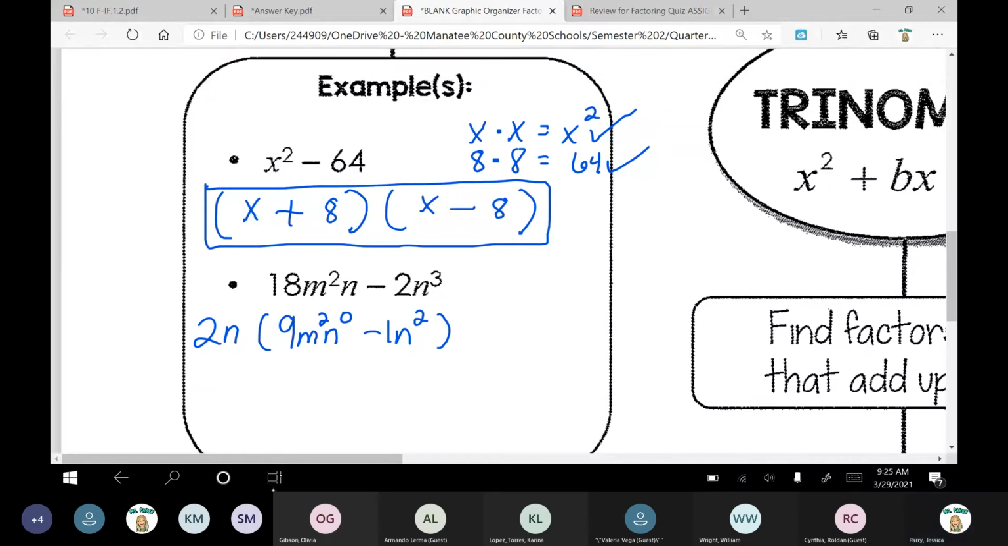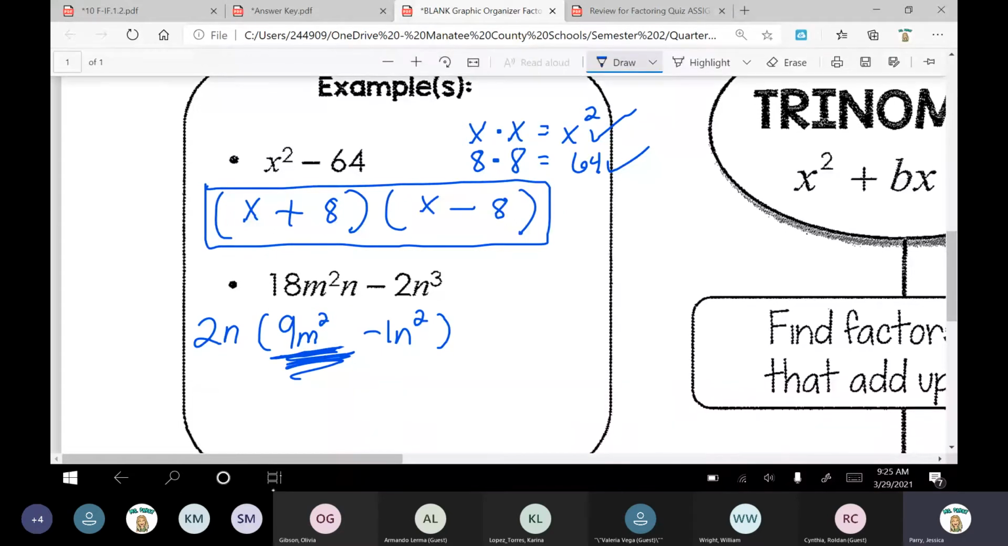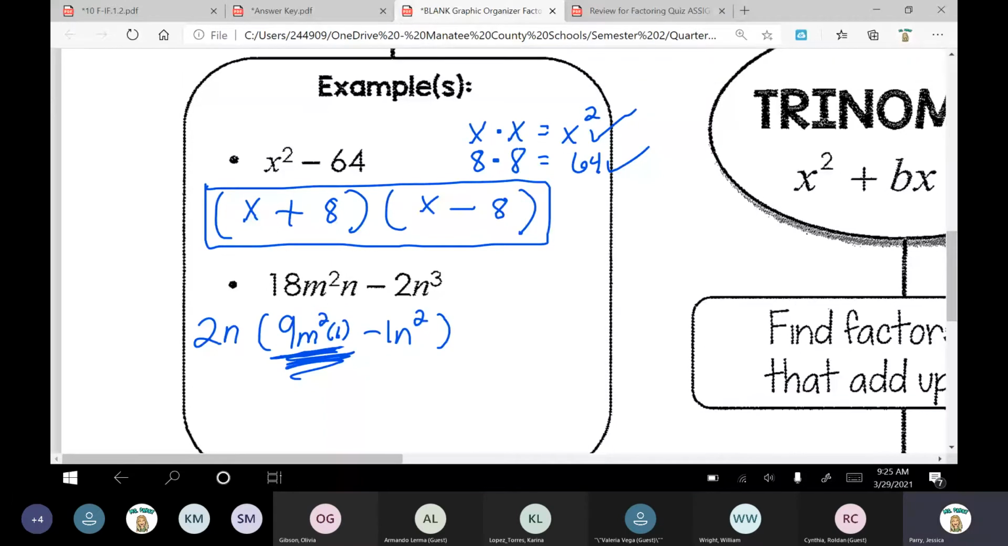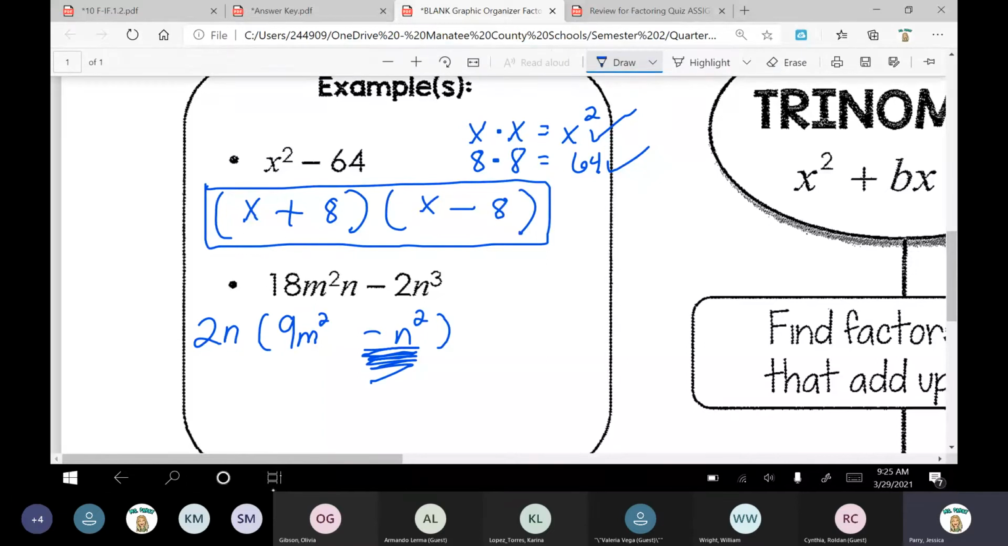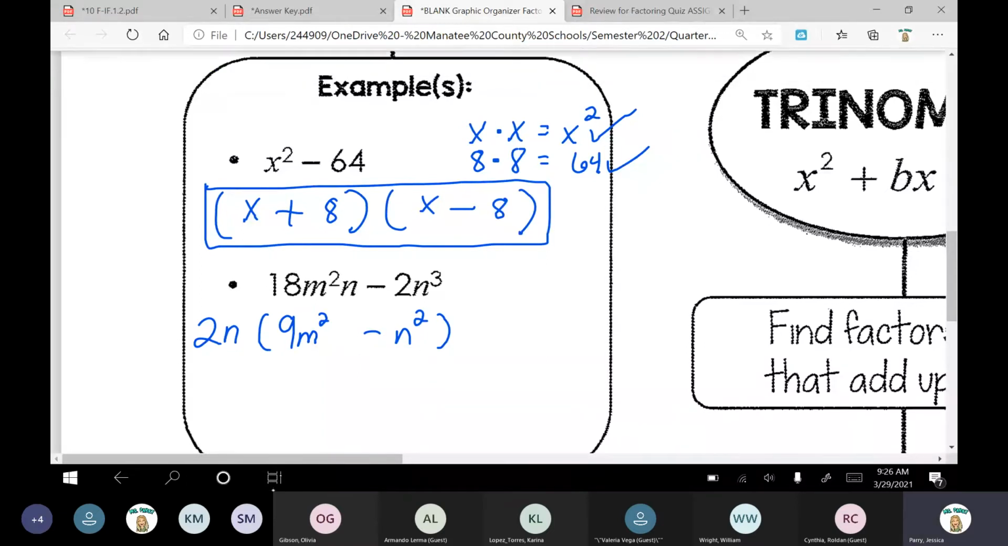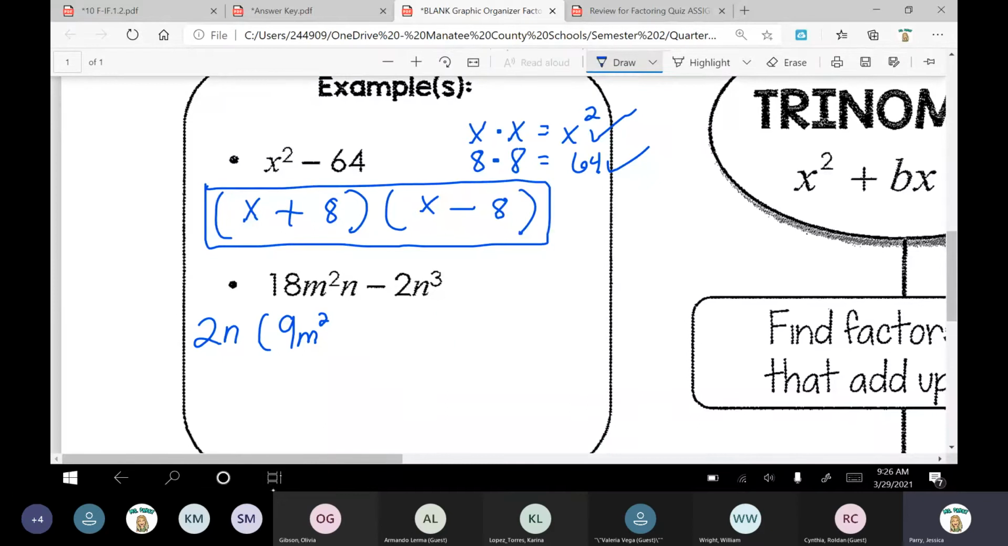That's fine. Our next one here, our n to the power of 0. Anything to the power of 0 is really equal to 1. So I'm going to change this to a times 1. And then anything times 1 is just that anything. So 9m squared times 1 is just 9m squared. So I erase that times 1. And then our last one here, the minus 1n squared, the coefficient of 1, it's invisible, so I erased it. Okay, I'm going to scoot this over, minus n squared.